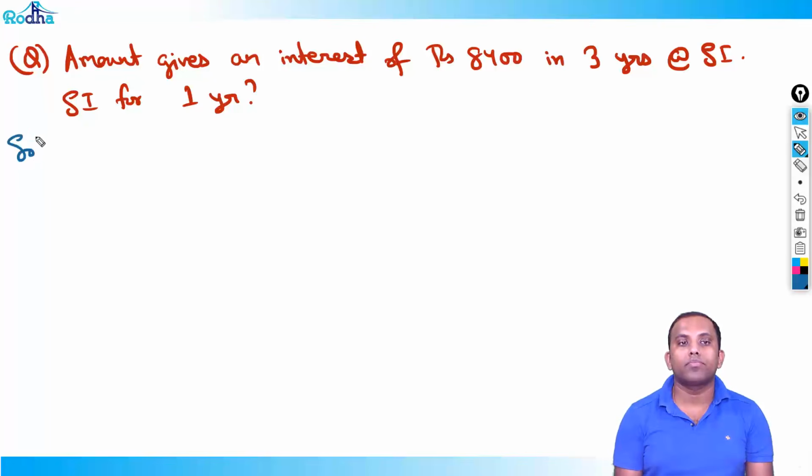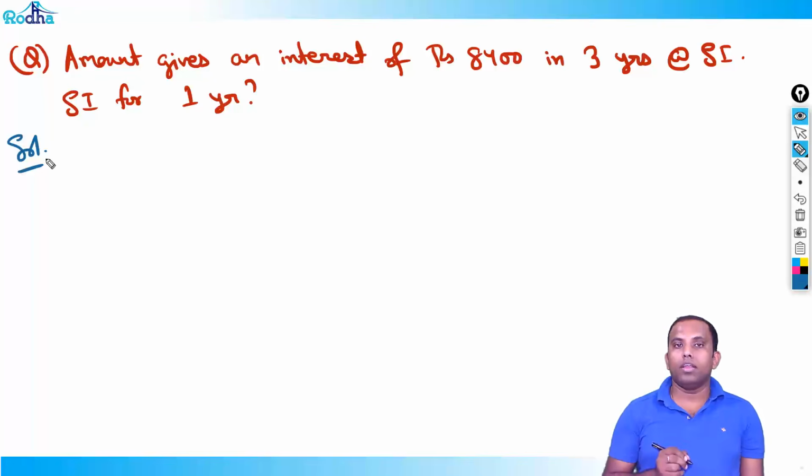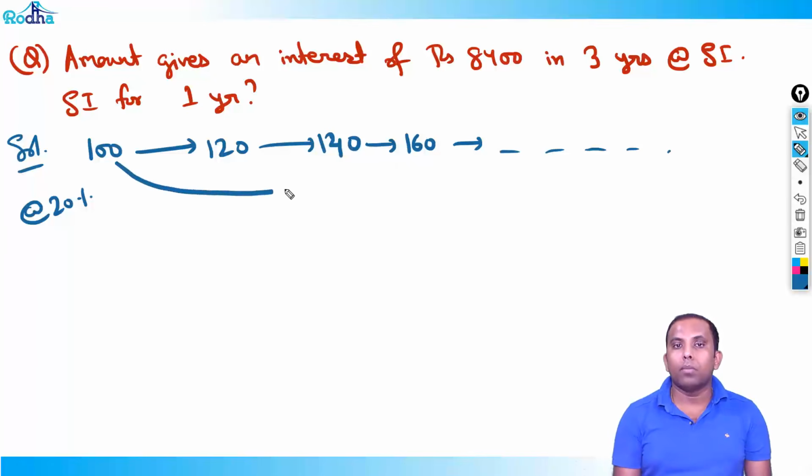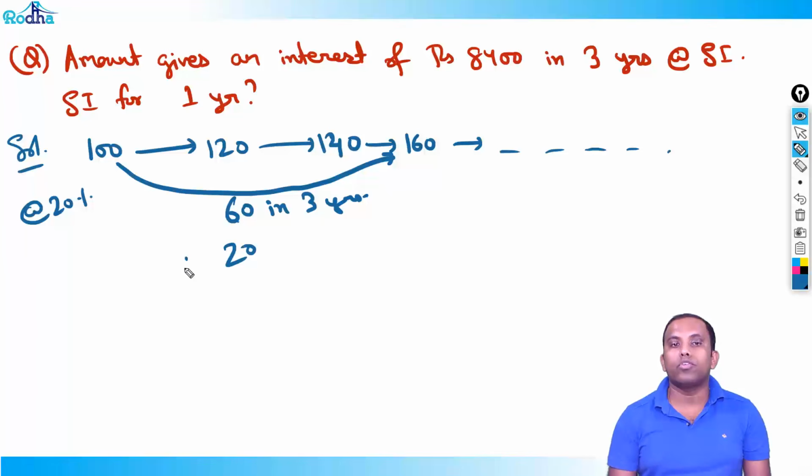This is an easy question, right? I know that in SI every year interest is fixed, if parameters are not changed. That means 100, if the rate of interest is 20%, every year it will increase by 20: 120, then 140 at the end of second year, then 160 at the end of third year. It will go like this. So if this question was, amount gives an interest of rupees 60 in 3 years, then I can directly say it is 20 rupees in 1 year.